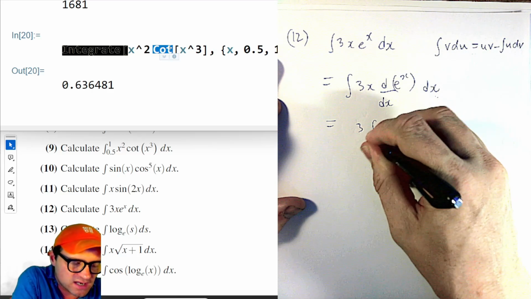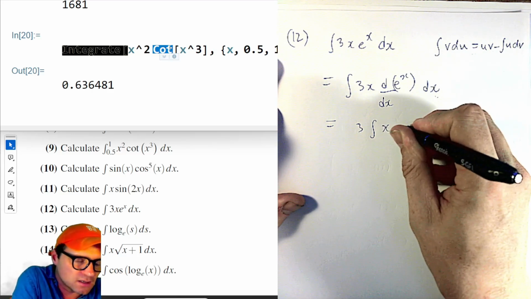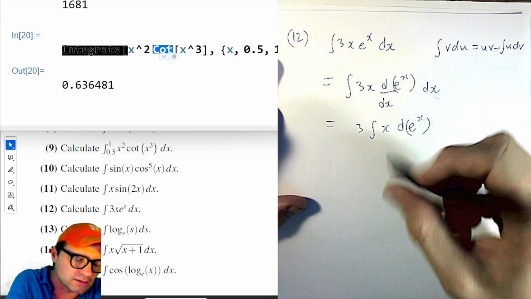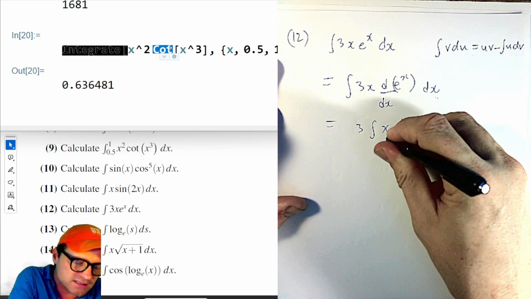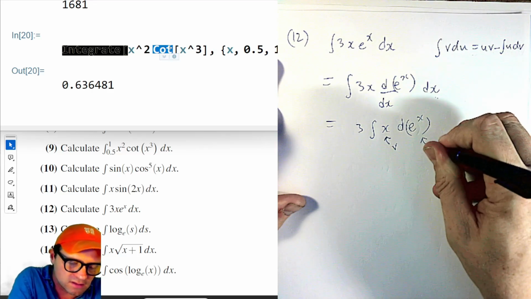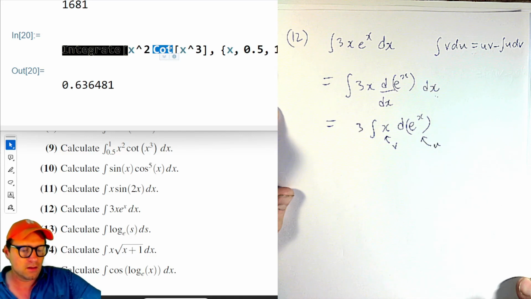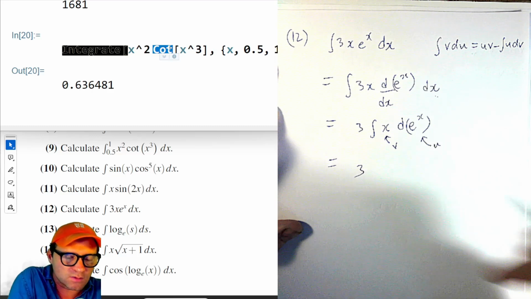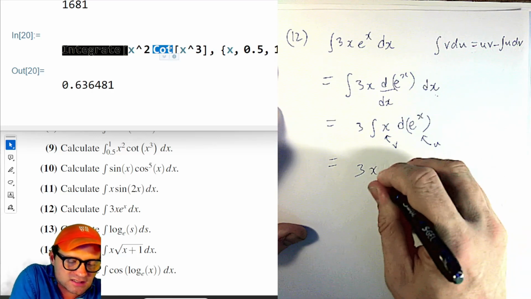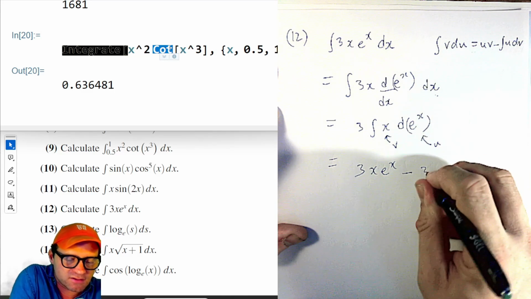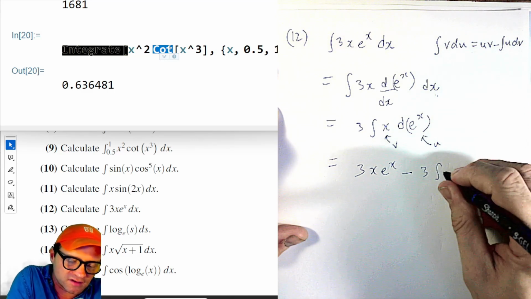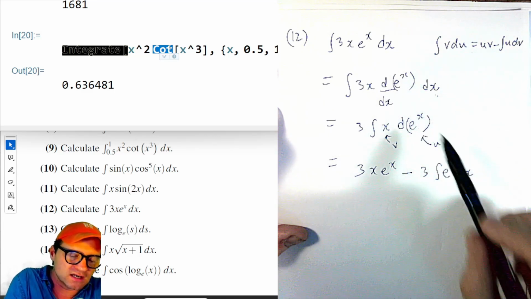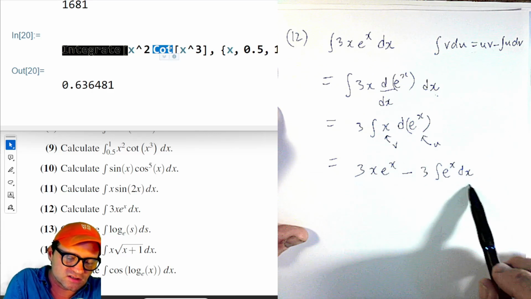So we have then 3 times the integral of x with respect to e to the x. And now let's say this is our v, and this inside here, the e to the x is our u. Okay, so now that we have that, let's apply our formula. So we have 3x e to the x minus 3 times the integral of e to the x with respect to x. So e to the x is the u, and the x is the v.